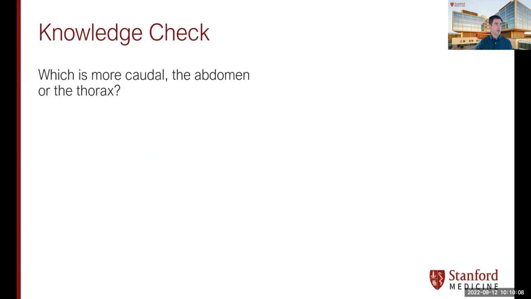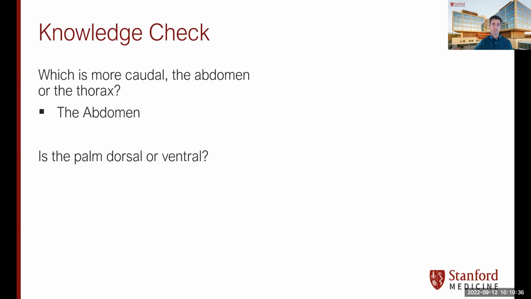So let's do a couple of quick checks then. Which is more caudal, the abdomen or the thorax? Yeah, so this is a tough one, right? Caudal means inferior, heading towards the tail. So it is the abdomen in this case.